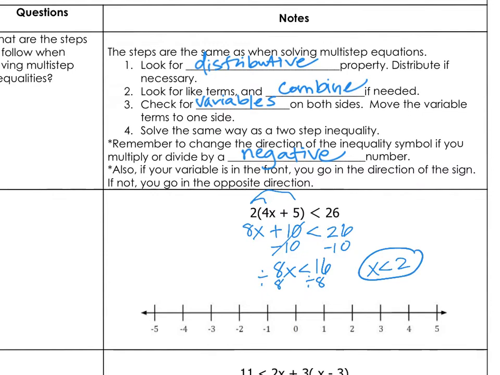Okay, since it's just less than and it doesn't have the little line underneath, I'm going to have an open circle, and it's going to be above the positive 2. As you can see, the variable is in the front, and the symbol creates an arrow telling me to go to the left. So when I graph this, my arrow is going to go to the left.